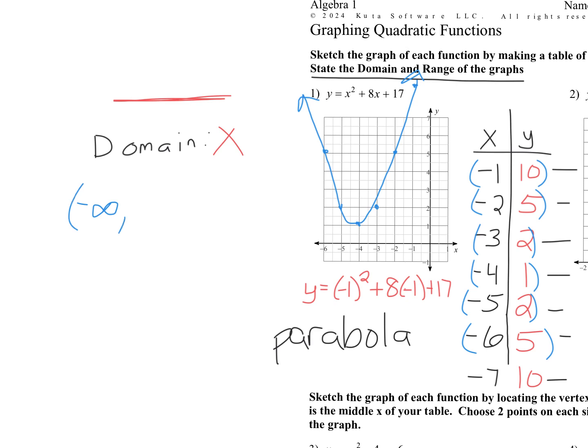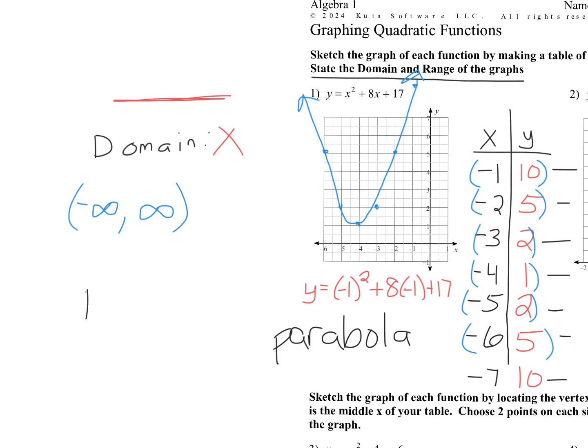Now think, what is my highest possible X value? Same thing on this side, right? We have arrows. Can I keep going? So what could we use for our highest possible? Positive infinity, yep. So our domain goes from negative infinity all the way to positive infinity. That's looking at my X values.